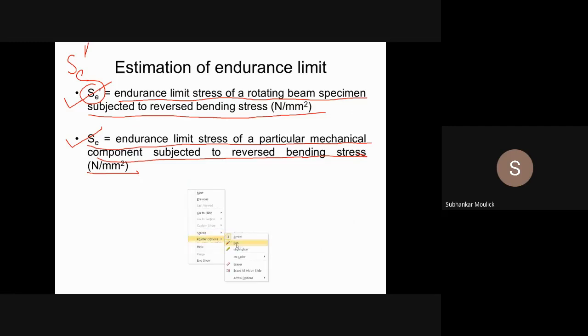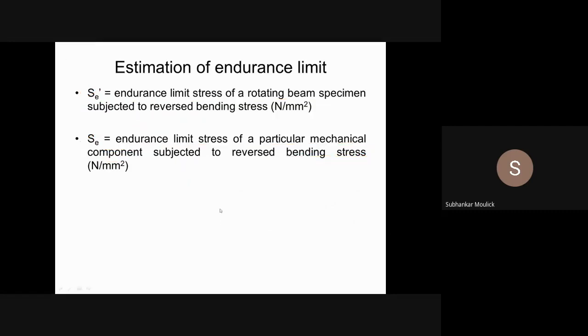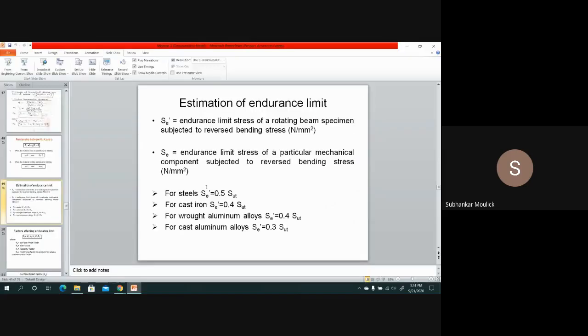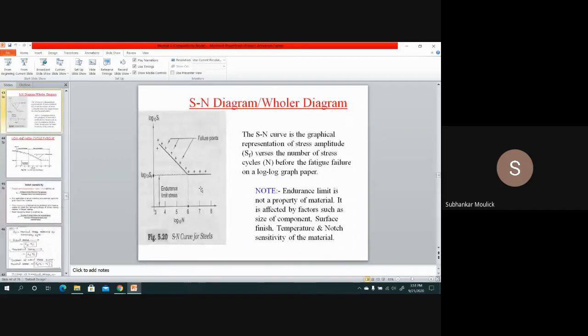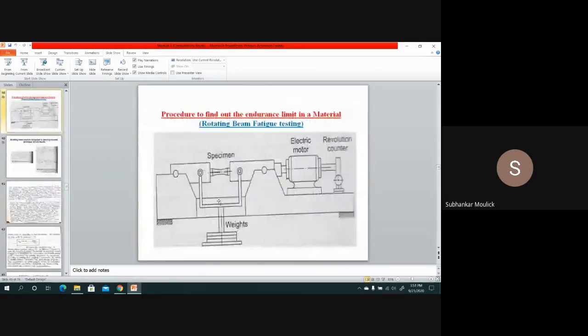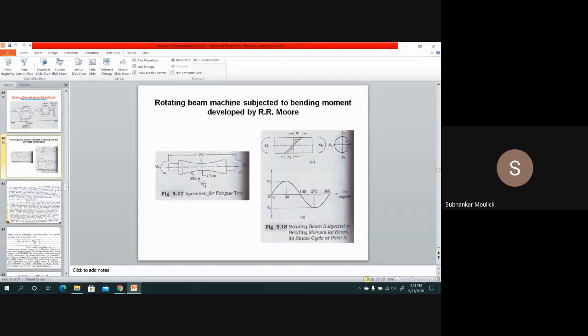So if you see that particular experiment, which we have discussed in the last class, in order to find out the value of endurance limit of a specimen, there is a particular length of the specimen, that is 85 mm. There is a particular diameter of the specimen, that is 7.5 mm. There is a particular fillet radius of the specimen, that is 250 mm.